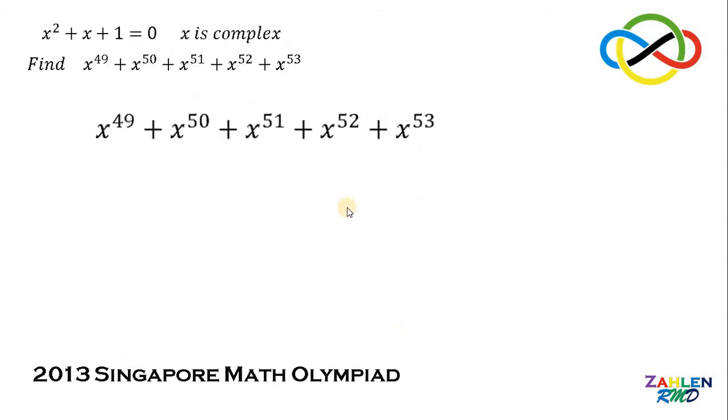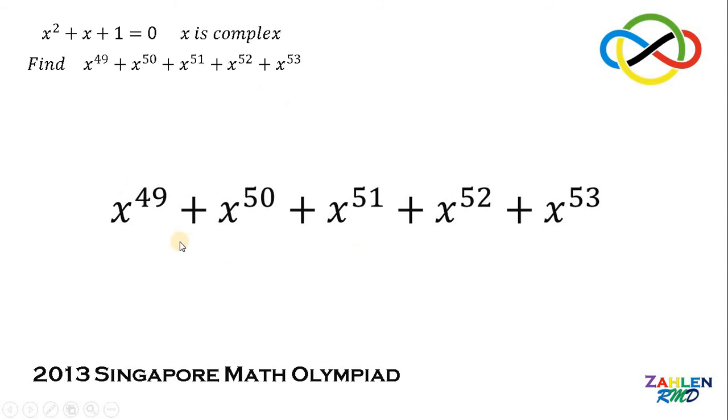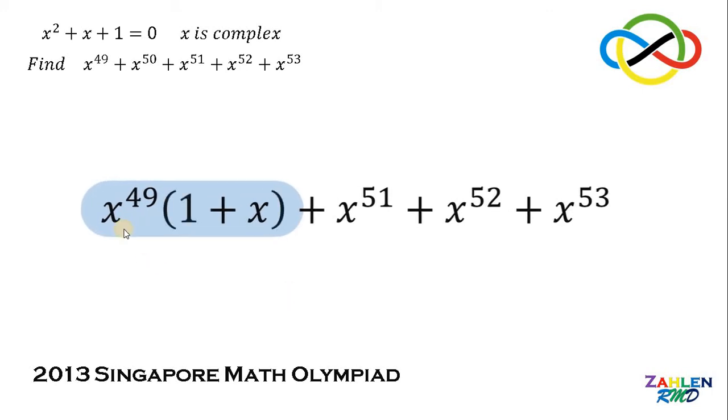Now, our goal here is to find the numerical value of x raised to 49 plus x raised to 50 plus x raised to 51 plus x raised to 52 plus x raised to 53. There are many ways to answer this question, and this is one of them. First, let's focus on these two terms. We have x raised to 49 plus x raised to 50. So what we're going to do is factor out x raised to 49. If we do that, we get x raised to 49 multiplied by 1 plus x.